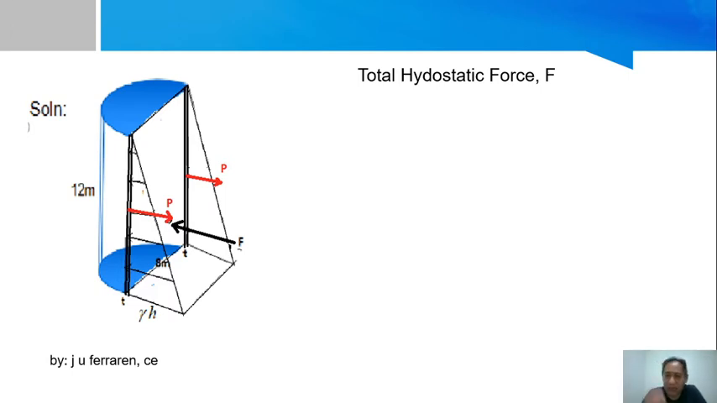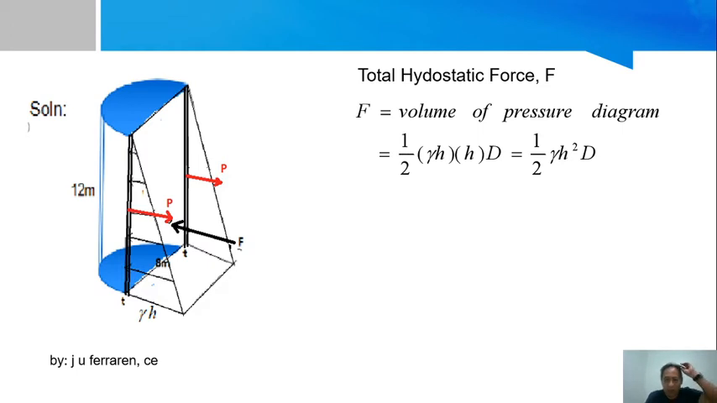The total hydrostatic force F, which may cause bursting later, no, of the container if that is so excessive. So your F is equal to the volume of your pressure diagram. Okay, what is the volume of your pressure diagram?